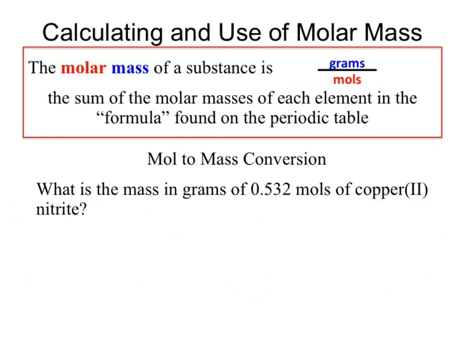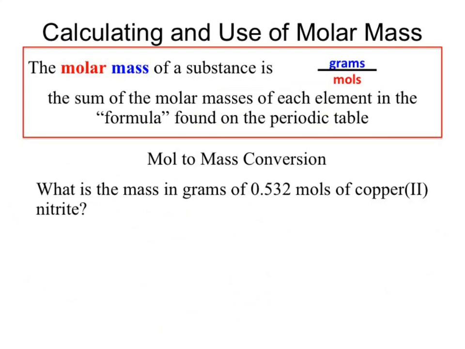So let's take a look at a mole to mass conversion. If we start with the mass in grams of copper, I have to read the question. What is the mass in grams of 0.532 moles of copper 2 nitride?